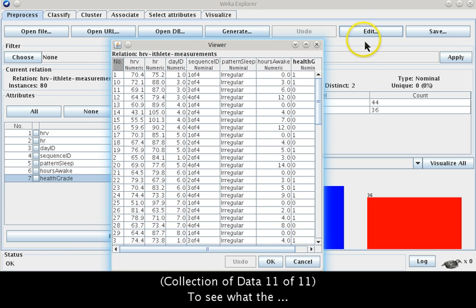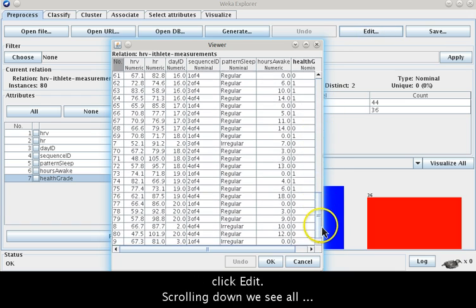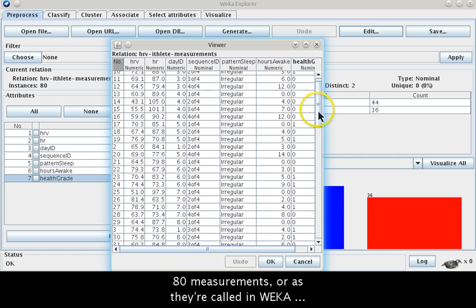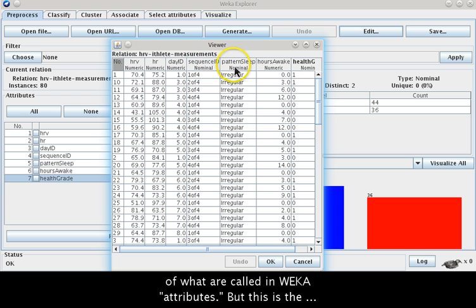To see what the data set may look like in a spreadsheet program, let's click Edit. Scrolling down, we see all 80 measurements, or as they're called in Weka, instances. On top for each instance, we see all 7 of what are called in Weka attributes. But this is the kind of terminology you don't care about until you see Weka in action.